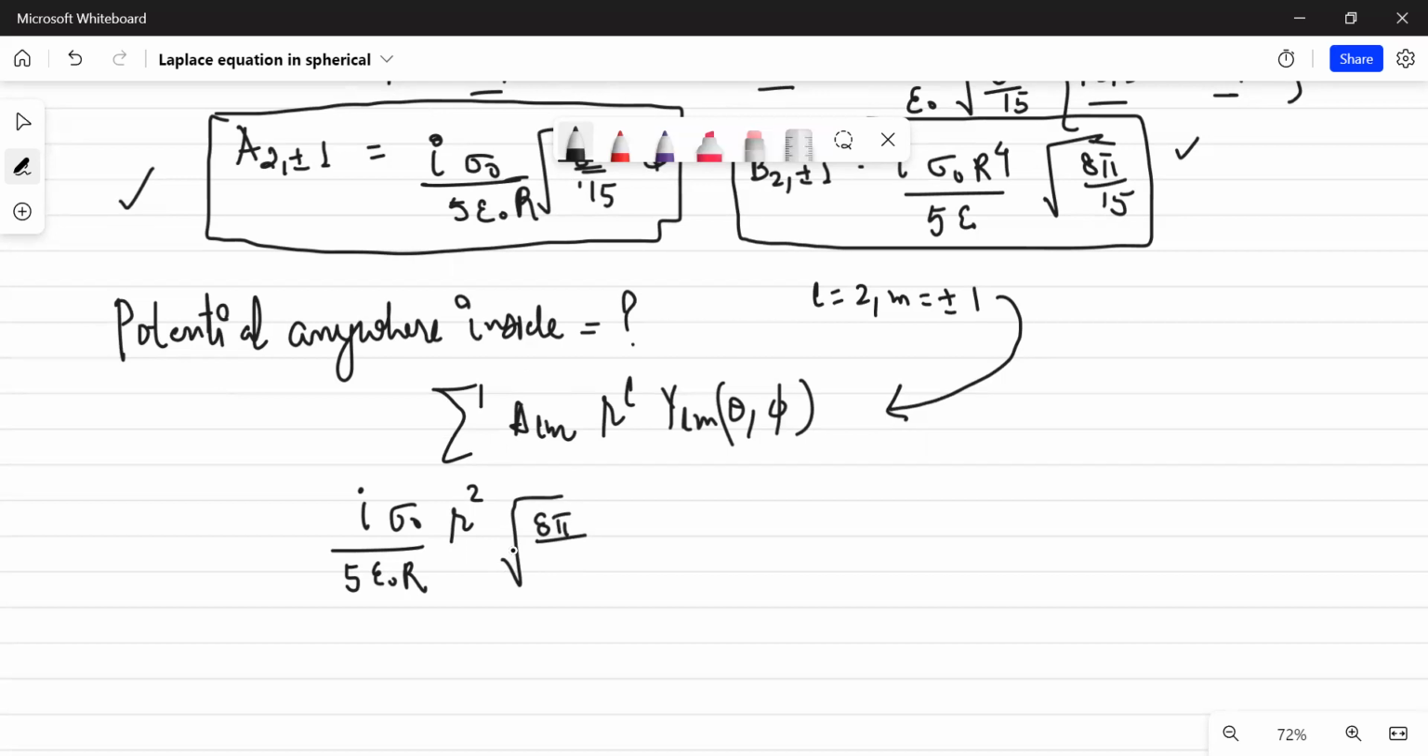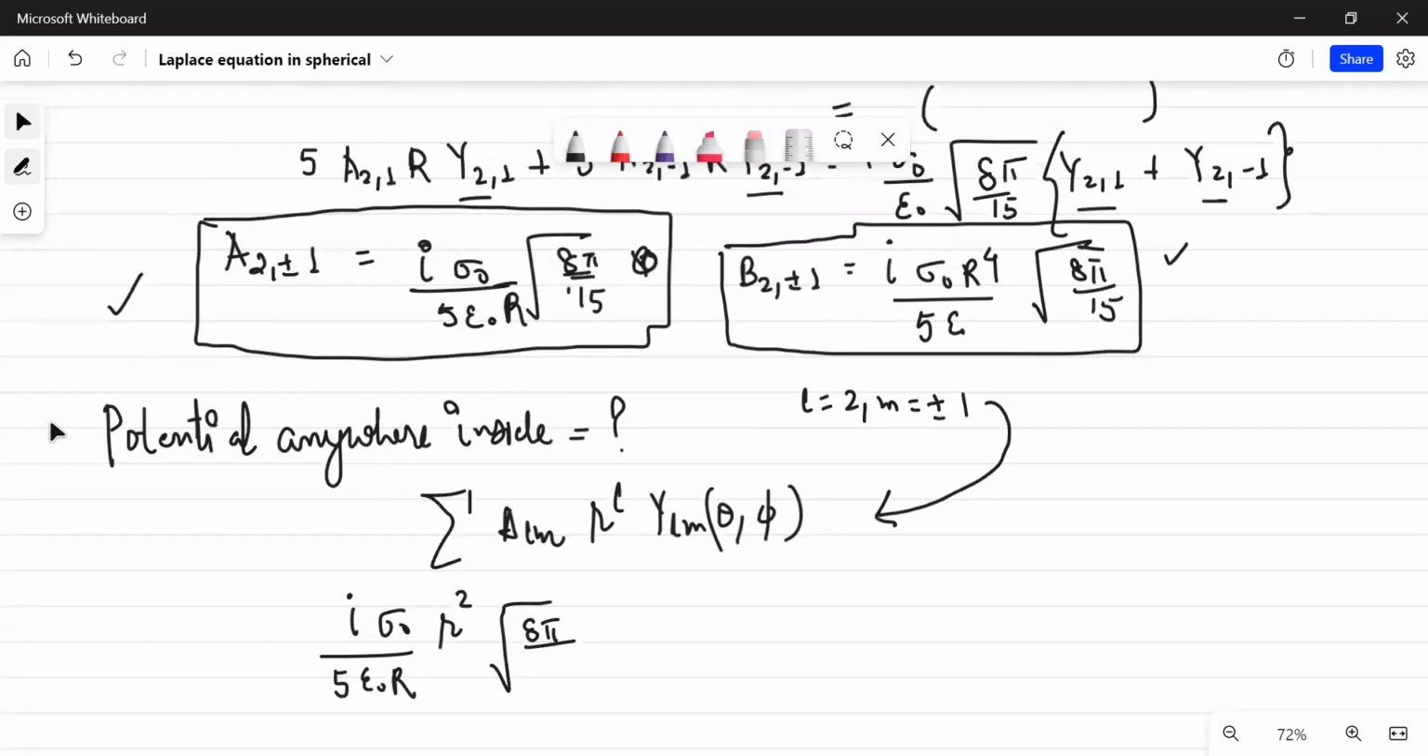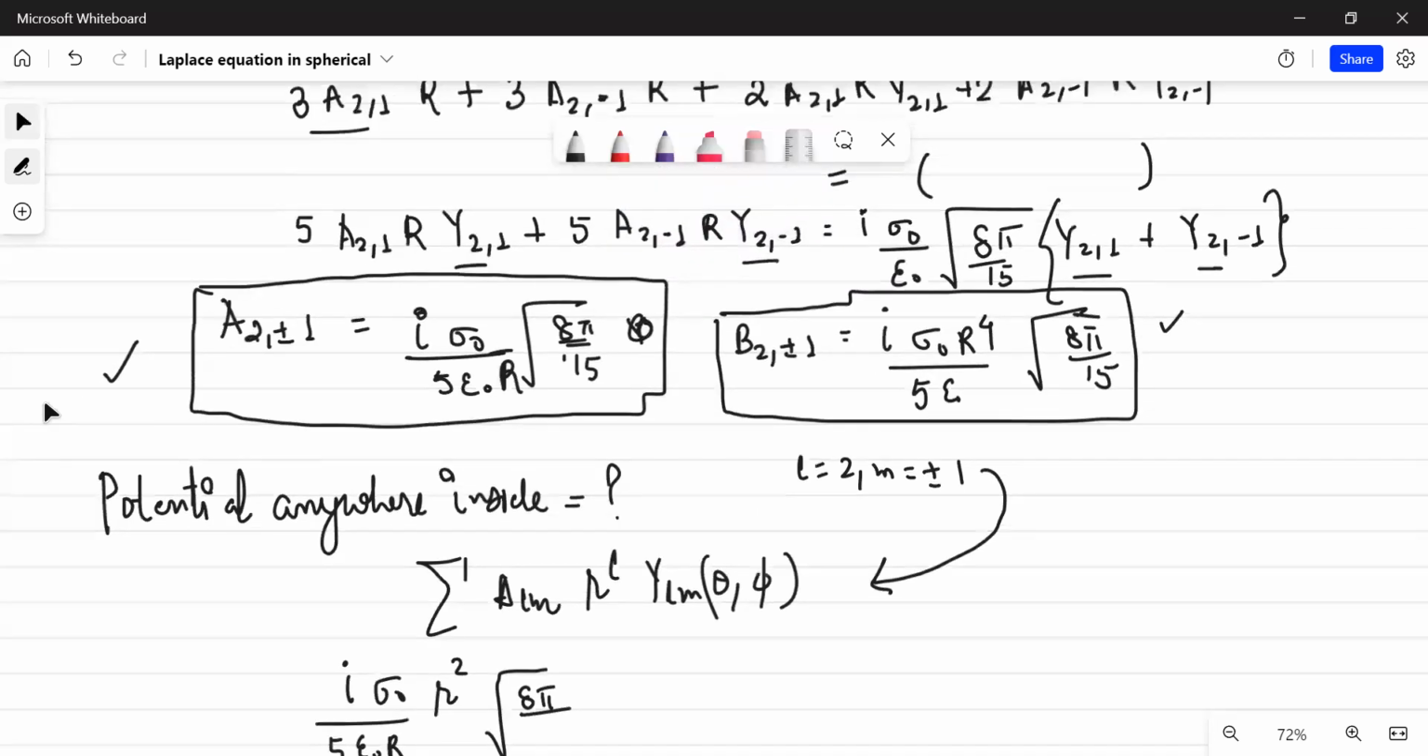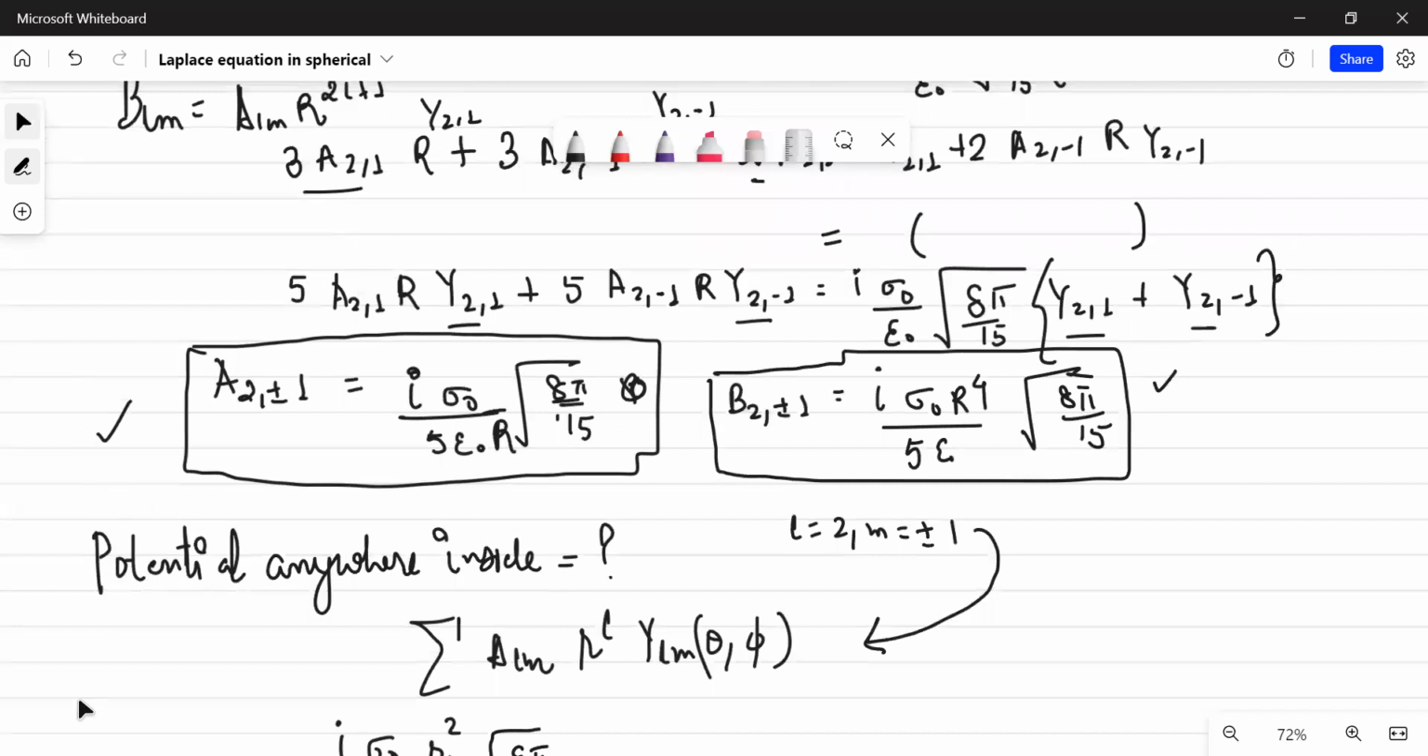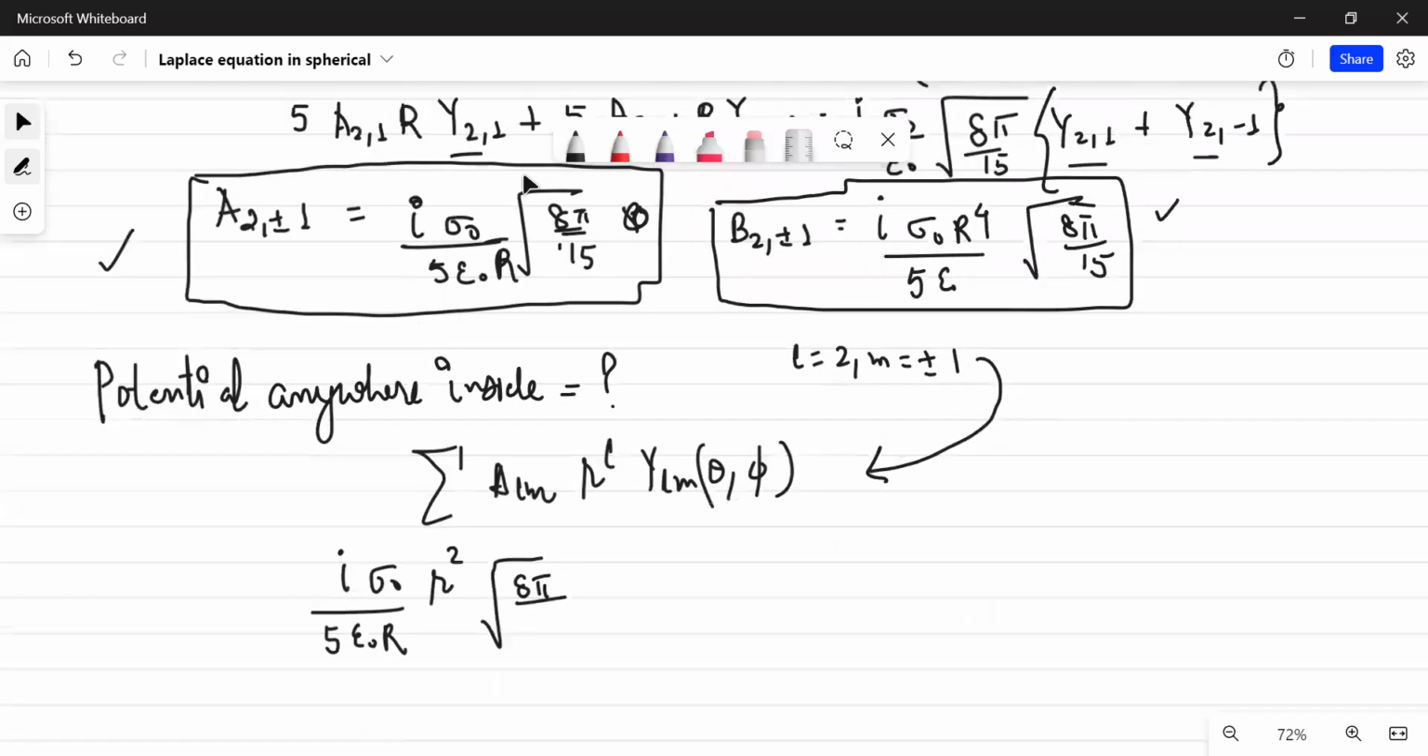Is there a mistake that I've done somewhere? I don't know. Just give me a minute so that I am in a position to get back to some mistake if there's some mistake. I don't think there is a mistake somewhere. I think this is 8 pi upon 15 only, no? Right? So I think this is 8 pi upon 15 only. Okay, 8 pi upon 15.